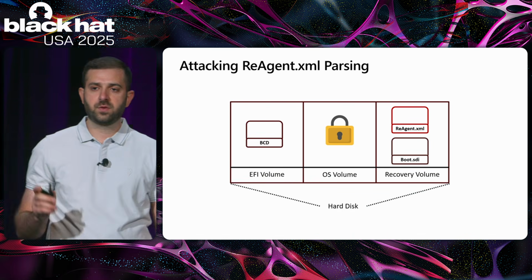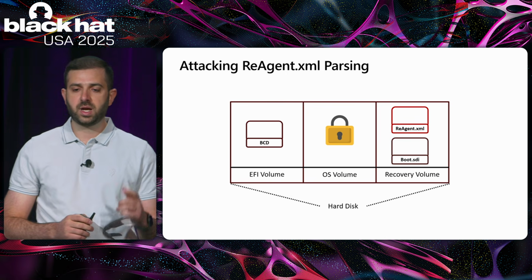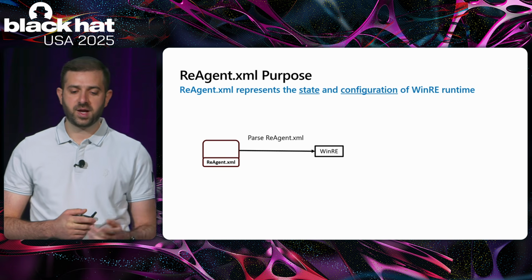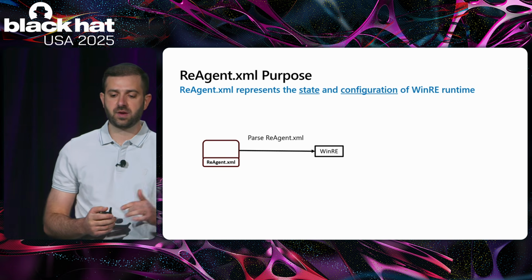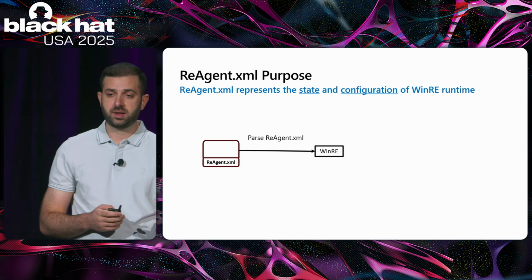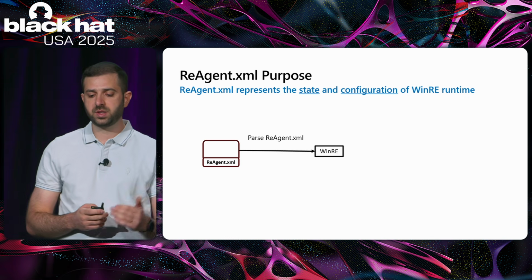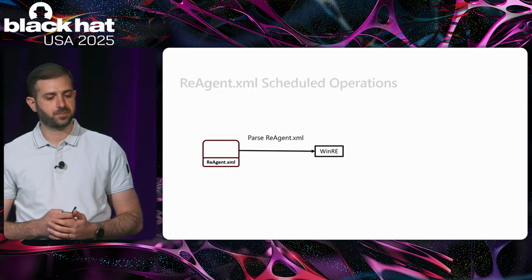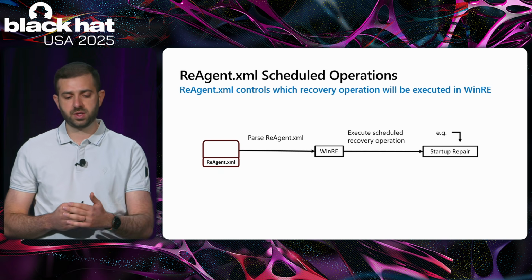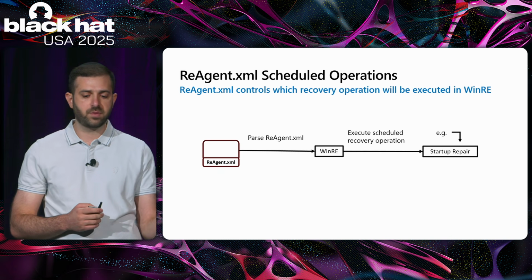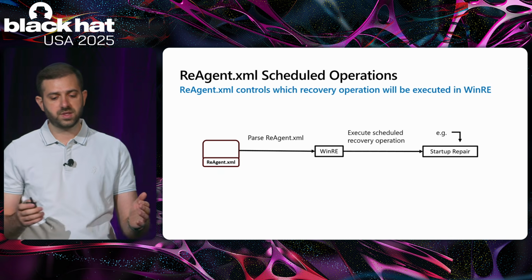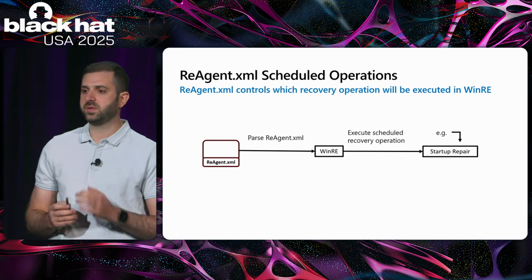After we completed our review for Boot.sdi, we shifted our attention to ReAgent.xml to search for vulnerabilities. The ReAgent.xml file contains the current recovery state and other configuration settings for WinRE. Upon WinRE startup, it immediately consumes and parses this XML file. When WinRE state is configured to execute a scheduled operation, it will run the designated recovery operations such as startup repair or other tasks, and all of these occur prior to reaching the UI actions you've seen before.